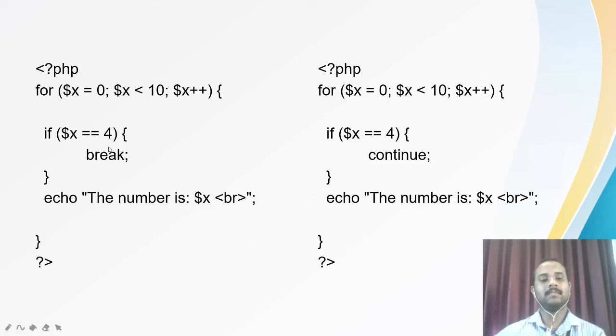So if you see here, I'm having the for loop and I have the break inside another if statement. Now let me consider the example here. X is 0, so initialization, and initialization is done only once in the particular loop. So X is 0 and 0 is lesser than 10. Yes, true, so it will go inside. But whether 0 is double equal to 4, no. So it will come out directly, and it will print the number is 0.